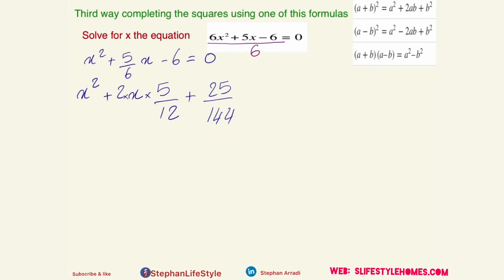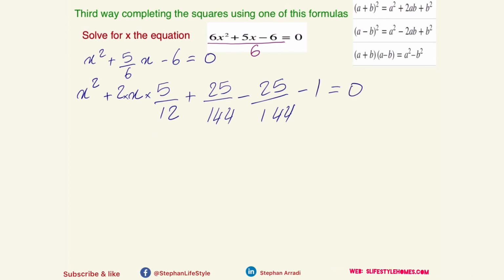I don't want to make the video very long. So since we add 25 over 144, we have to subtract it: minus 25 over 144, minus 1 is equal to 0. This here has to be 1, not negative 6. It's negative 1. Minus 1 equal to 0. So what is going to give us here is x plus 5 over 12 squared.